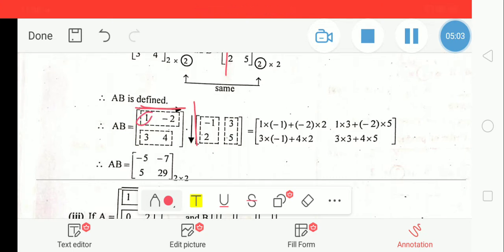So now 1 multiplied by minus 1. Now minus 2 multiplied by 2. See, addition.